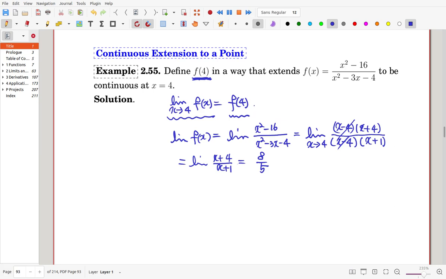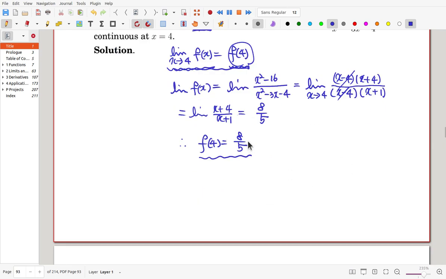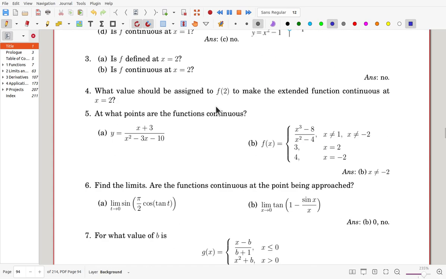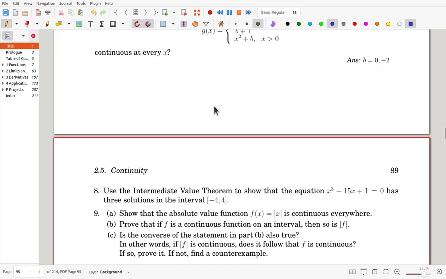So if you define f at 4 as the same value, then eventually this equality will be satisfied. So here our answer for the problem is f at 4 must be 8 over 5. That's the final answer for the problem. This is the end of the section. Now we'll try to solve one problem.